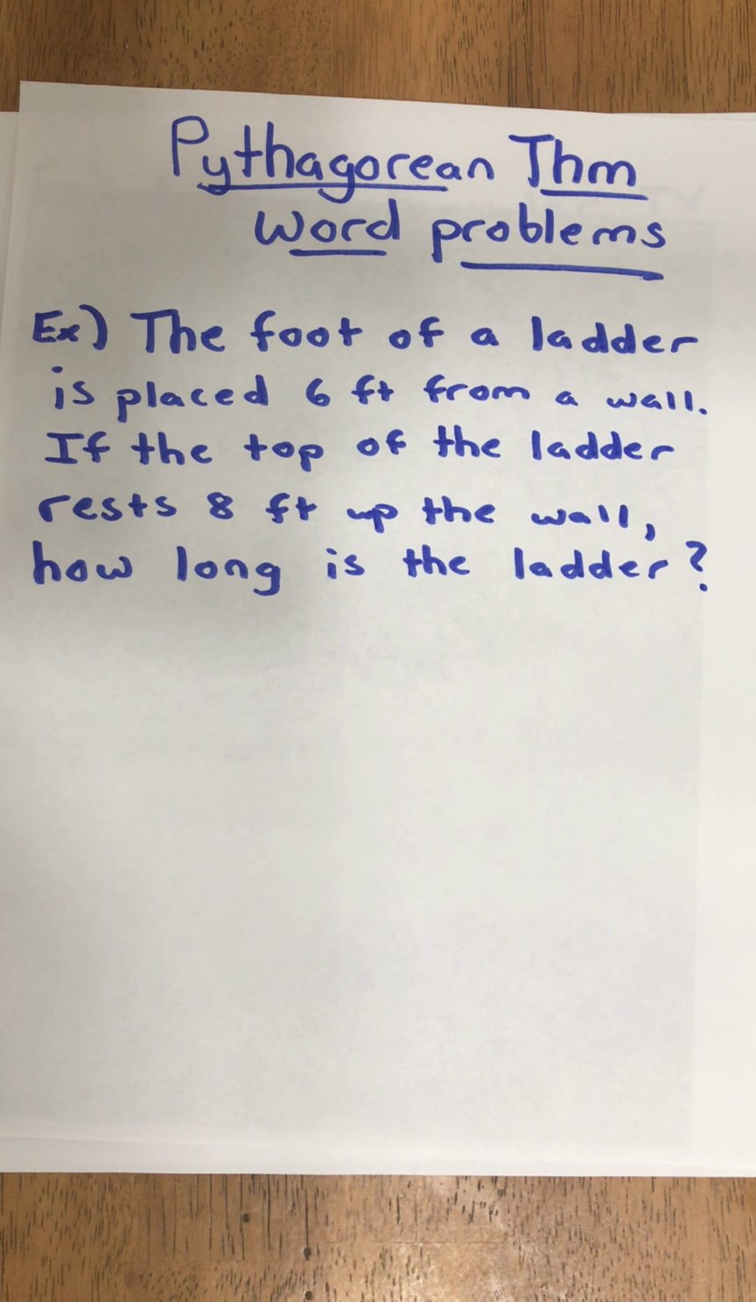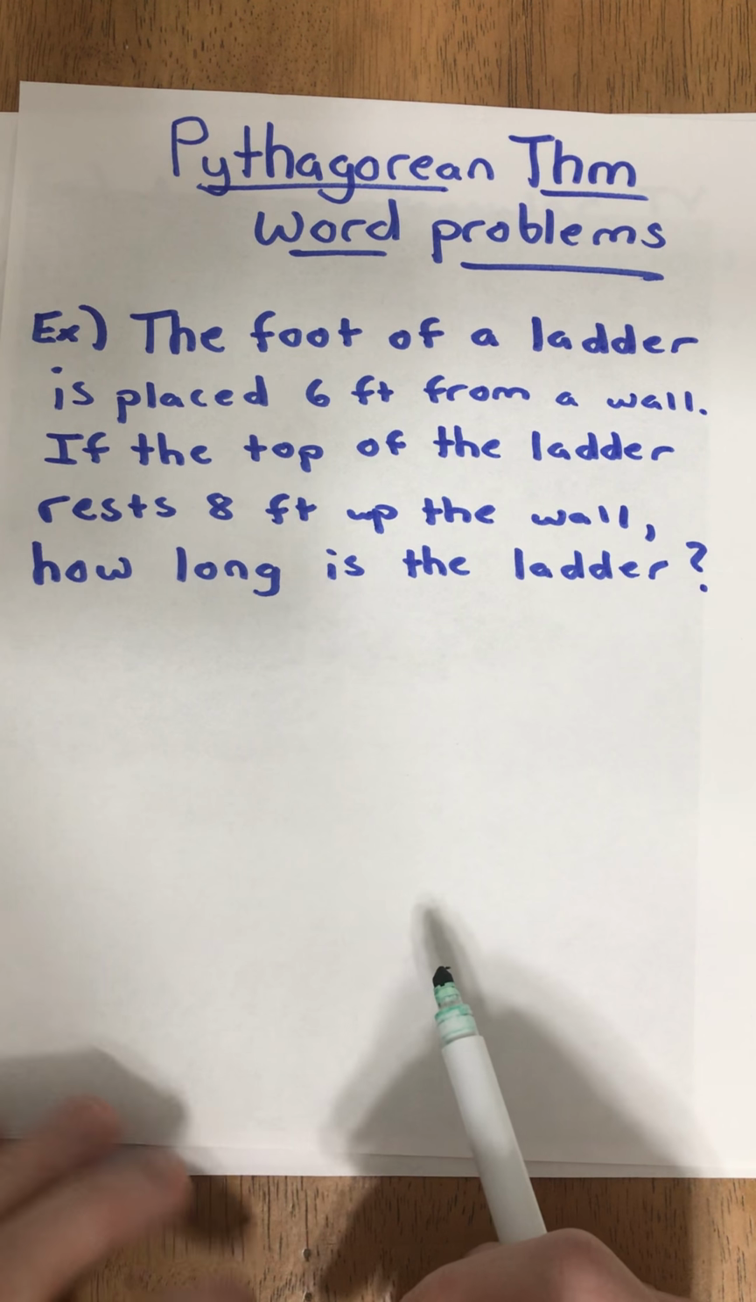First one says the foot of a ladder is placed 6 feet from a wall. If the top of the ladder rests 8 feet up the wall, how long is the ladder? So this probably seems a little confusing when you first read it. The key is going to be to draw a picture of what they have. Now you don't have to be a good artist, and as you'll see in a second, I'm pretty bad at it. But you just got to get a general idea of the picture so you can figure out what you have to do to apply the Pythagorean theorem.